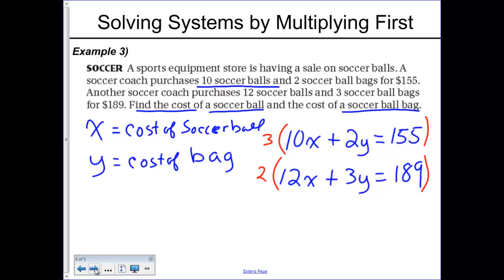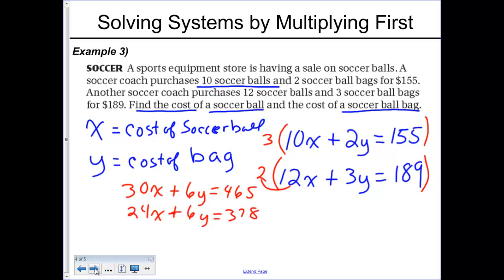So 3 times the 10 gives you 30x, plus 3 times 2 gives you 6y, and 155 times 3 gives you $465. Do the same thing on the second one. Distribute here. 2 times the 12 gives you 24x, plus we're going to have 6y. That's what we intended. And 189 times 2 is going to give you $378. And now I have positive y values of 6.